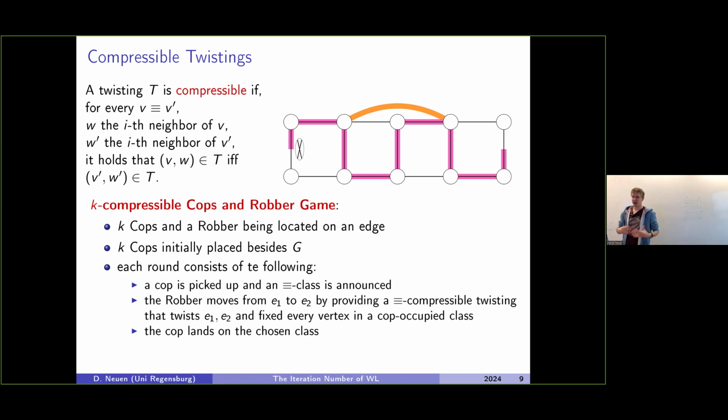And this compressibility condition needs to be satisfied. Okay, and after that, the cop lands on the chosen class, and as usual, we want to catch the robber. The robber is caught if both endpoints of the edge on which the robber is located are occupied by cops.